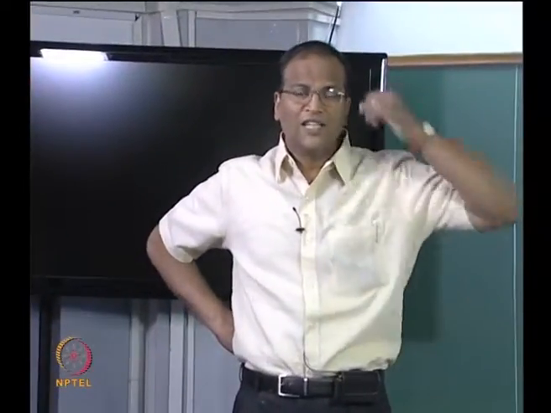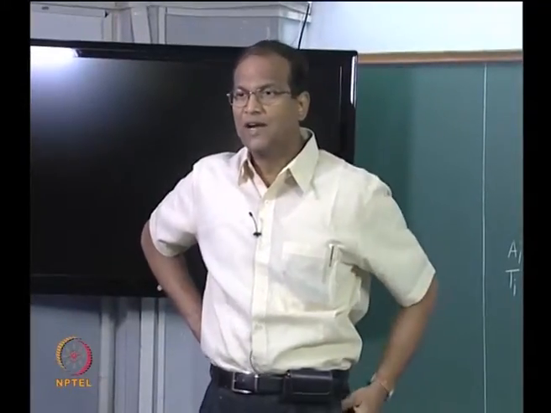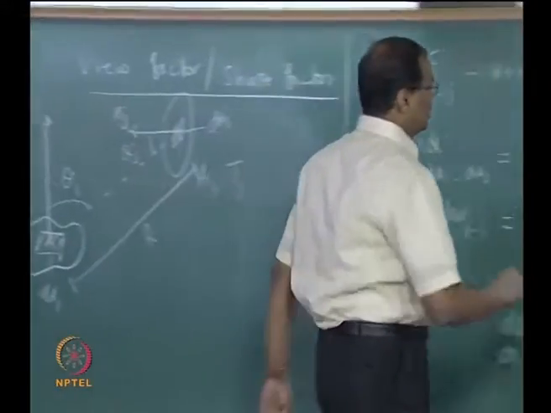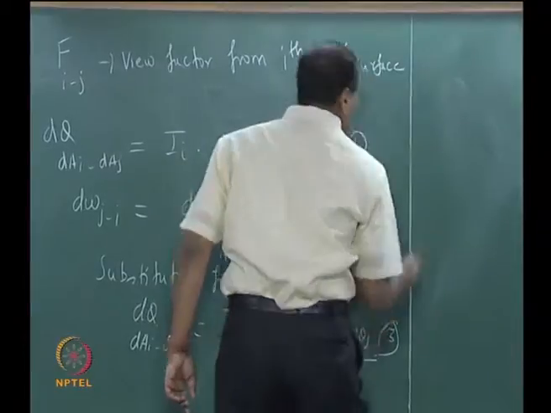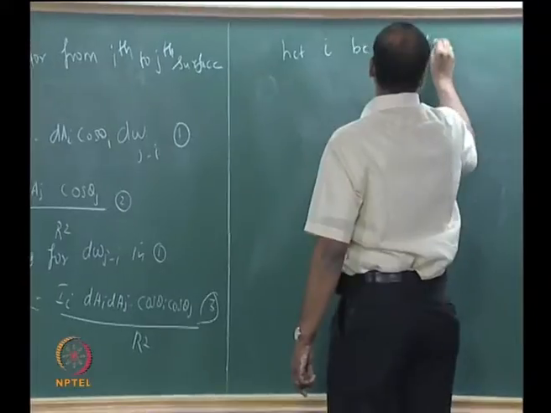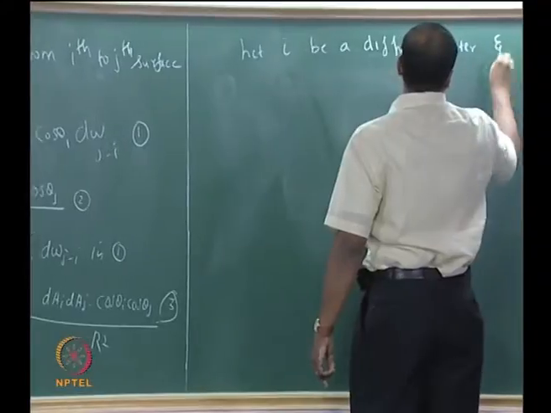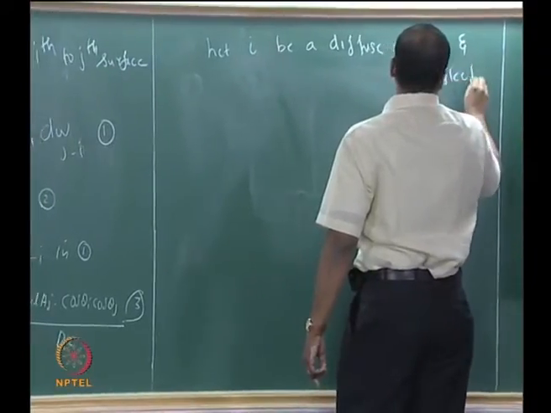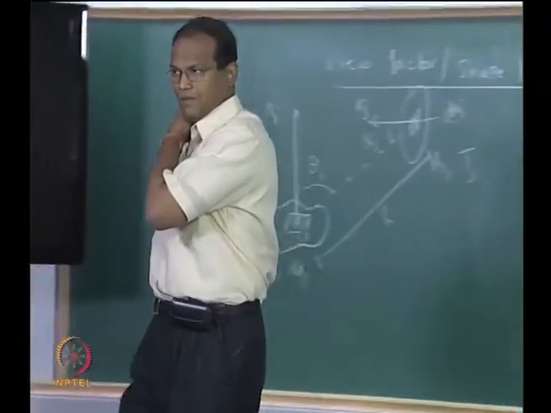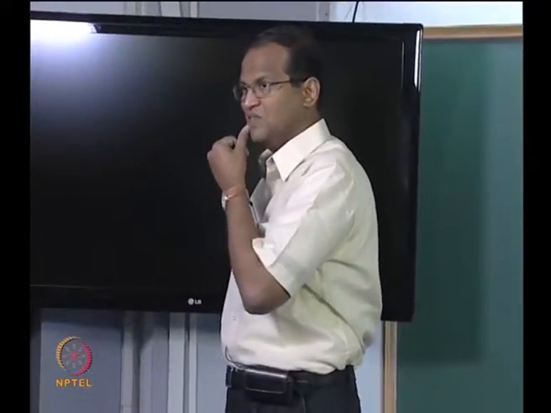Now we consider i to be a diffuse emitter and diffuse reflector, that means it does not have a directional preference. Suppose Ii, so put it as equation 3.